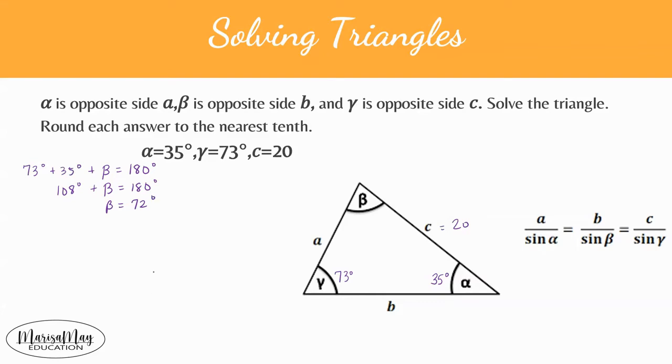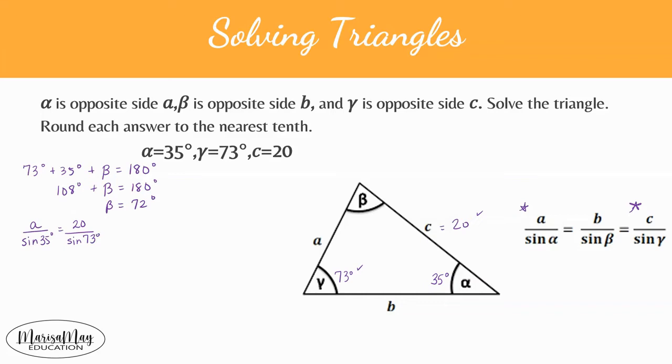Now we need to find the missing sides. I generally will take the angle and the side we know, so we know this fraction is going to have to be used in our law of sines. Now we can use it to find our side A as well. So we want side A, which we don't know, over the sine of alpha, which is 35, is equal to C, which is 20, over the sine of gamma, which is 73.